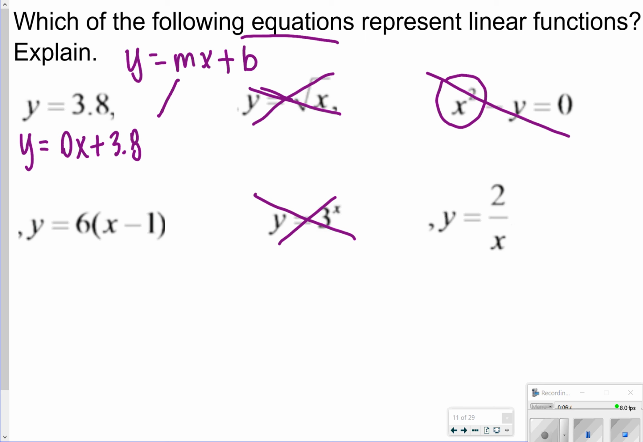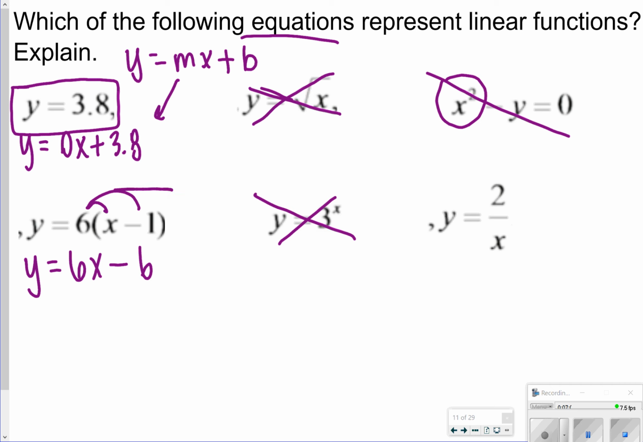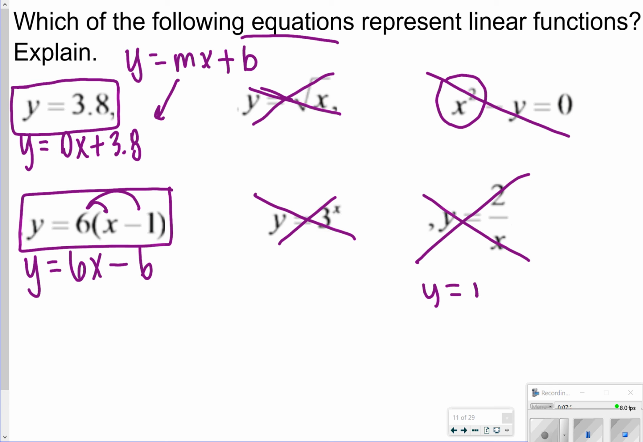And so because it can be written in that standard form, we would say that this one is considered a linear function. For this one down here, if you distributed the 6, you'd get y is equal to 6x minus 6, and so this one would also be considered a linear function. This one over here has y by itself, but it's not showing m times x plus b, so this one would not be considered a linear function because you can't solve it to where y equals mx plus b. Okay, so there's only 2 right here that can be represented as linear functions.